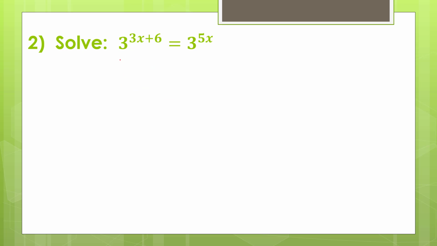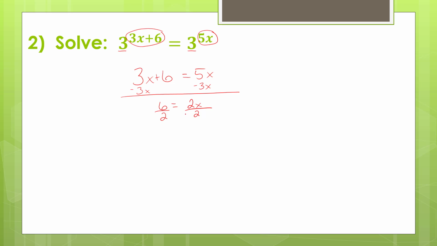All right, again, our base is 3. Those are both the same, which means we can set our powers equal to each other. 3x plus 6 will be equal to 5x. Well, at this point, we have a two-step equation. So we'll subtract 3x from both sides. 6 is equal to 2x, and we'll divide by 2. x is now equal to 3.